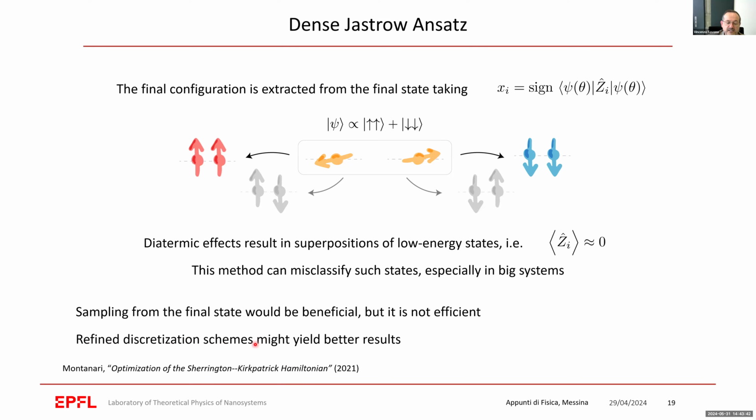And there are some refined discretization schemes that extract the classical solution from the quantum state. One is the one used in this work, which applies another quite famous and promising strategy to optimizing these problems, which is called the approximate message passing algorithm. It's a class of algorithms that are also used to optimize QUBO problems.